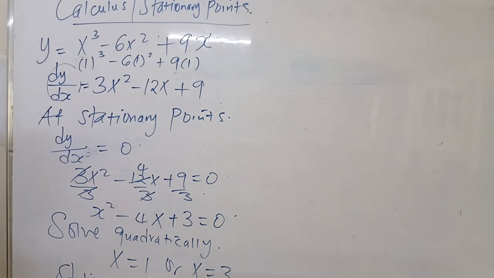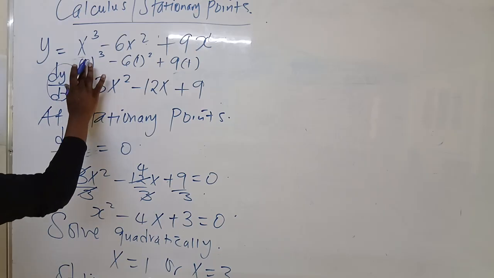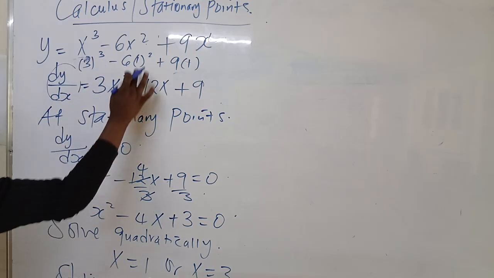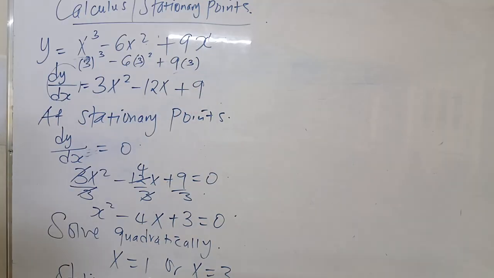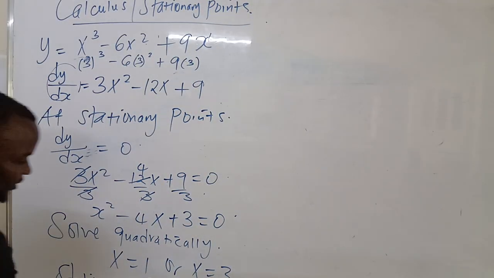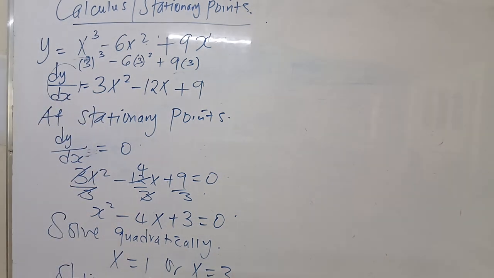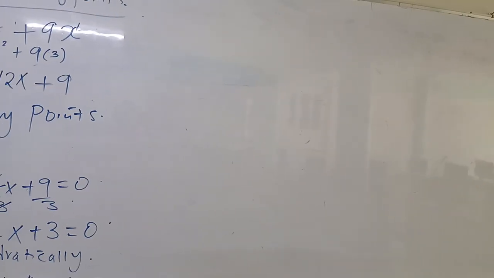Then when x is 3, what will be the value of y? We shall go again and replace x with 3. So we replace x with 3 here, here, and also there. And we get our value of y as 0. So these 2 points are our stationary points. Now we have the stationary points. Now what we want to get are the nature of the stationary points.